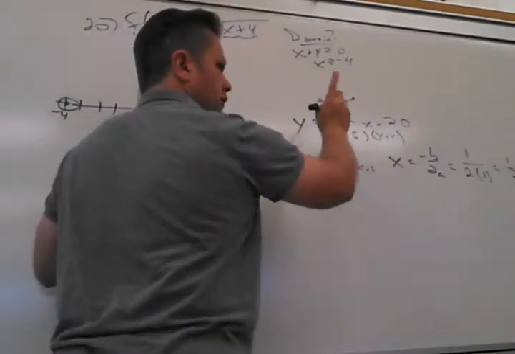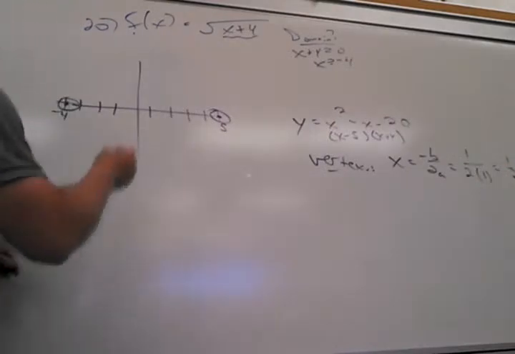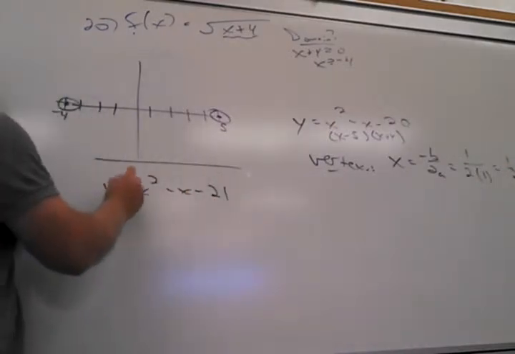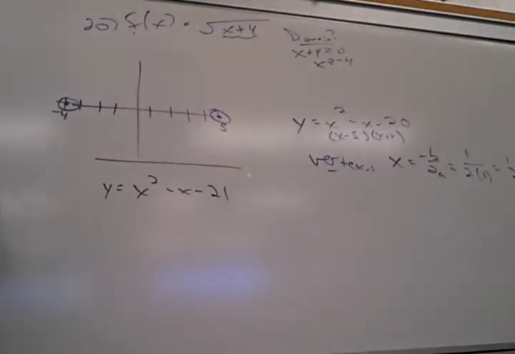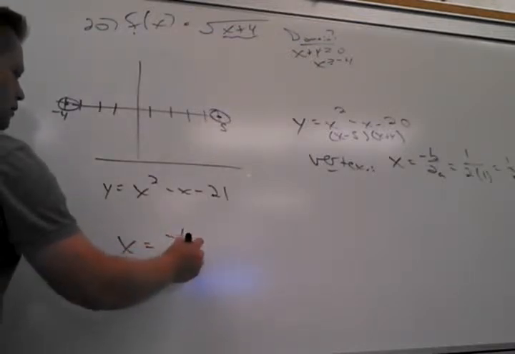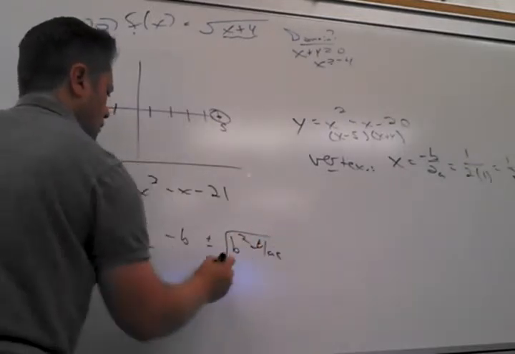If I would have made one little change, stay with me now. If I would have made it x squared minus x minus 21, why would that suck, based off of trying to do what we just did? Because you can't factor it, I have to use the quadratic formula. And of course, quadratic, remind me, what is that? Negative b plus or minus the square root of b squared minus 4ac, over 2a.